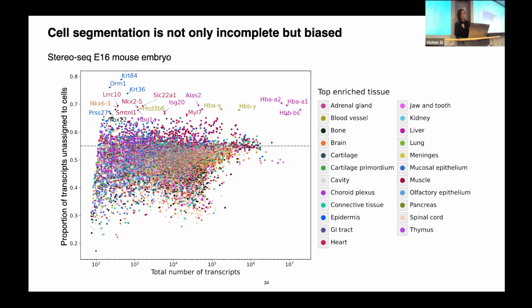Here with the Stereo-seq mouse embryo data, each dot is one gene. On the x-axis, we show the total number of transcripts. On the y-axis, we show the proportion of transcripts assigned to any cells. We see clearly that not all genes, and so not all tissues, are equally well segmented. Some of the genes are particularly hard to segment into cells, and they have distinct enriched tissues.